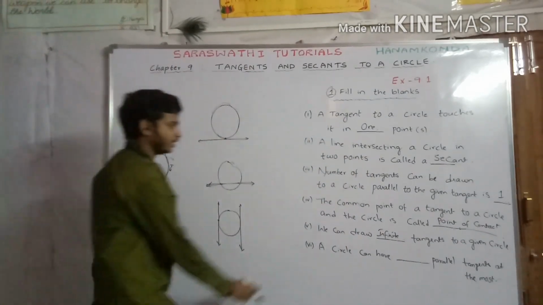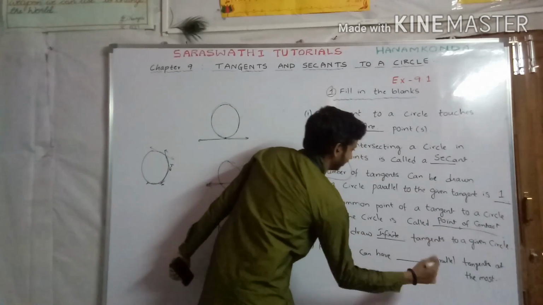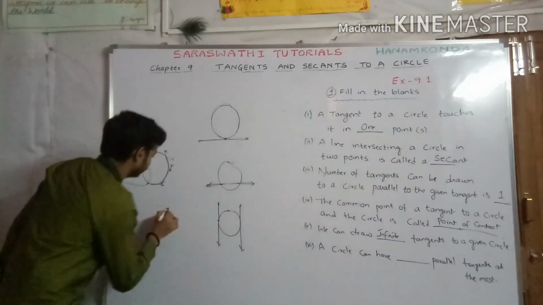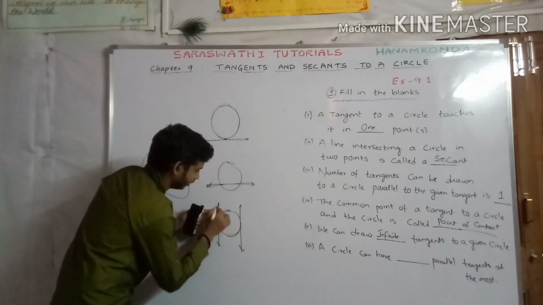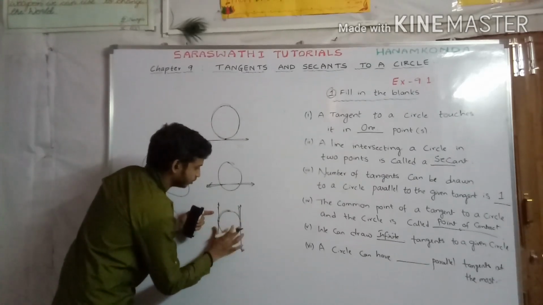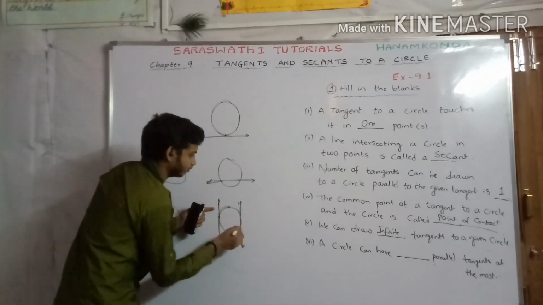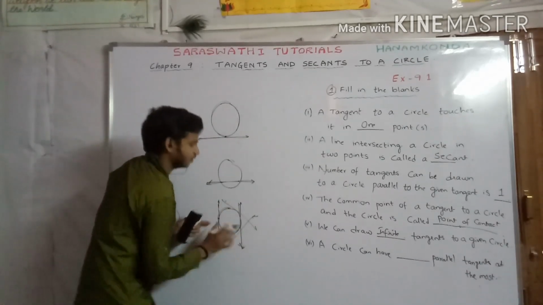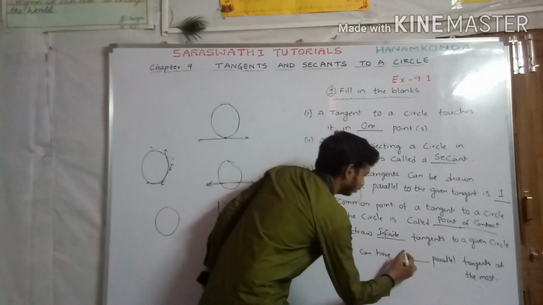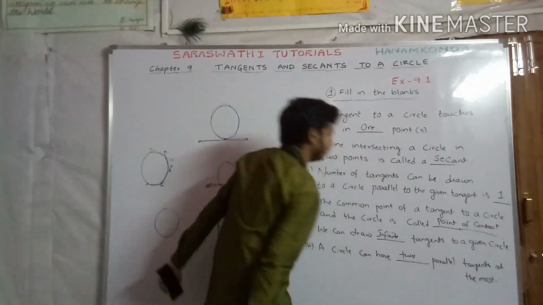Next, a circle can have dash parallel tangents at the most. Suppose we consider this circle with 2 parallel tangents. That means only 2 tangents can be parallel. You can't draw 3 or 4 parallel tangents. Only 2 tangents are parallel. A circle can have 2 parallel tangents at the most.